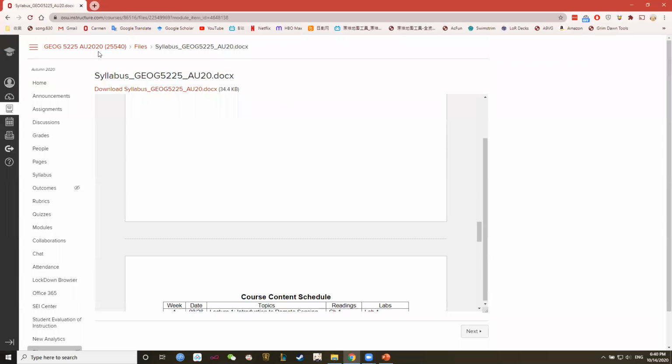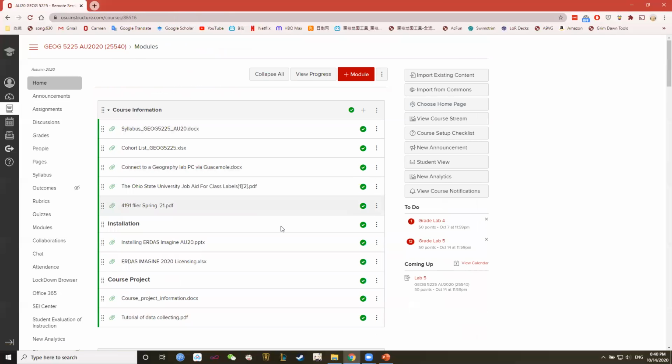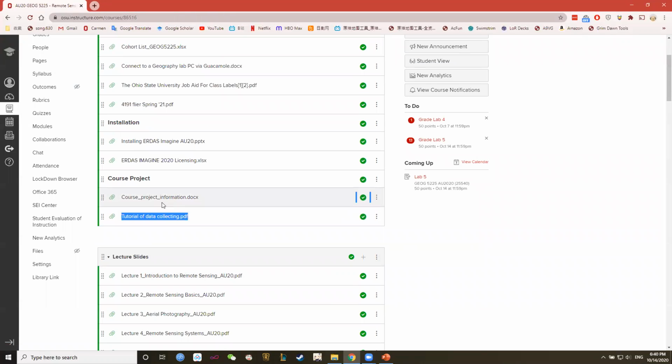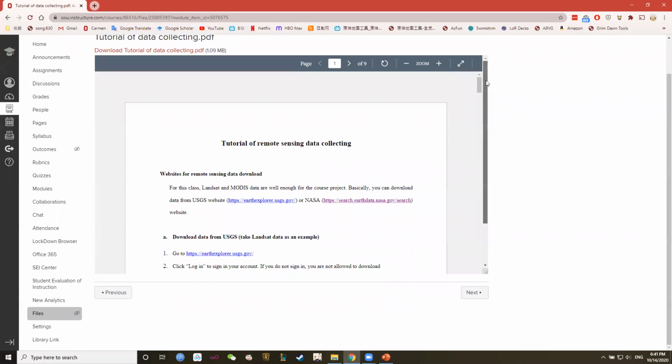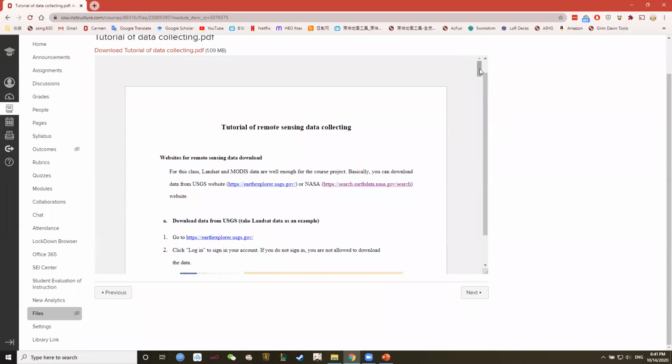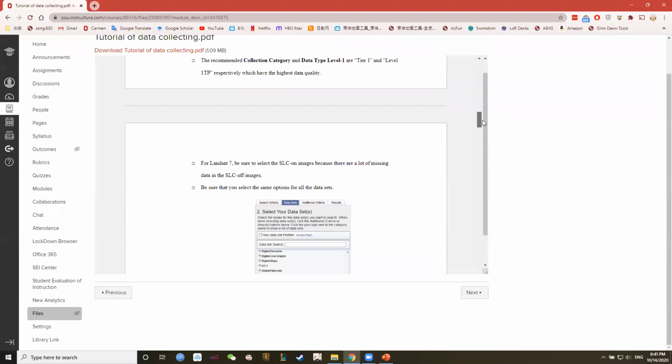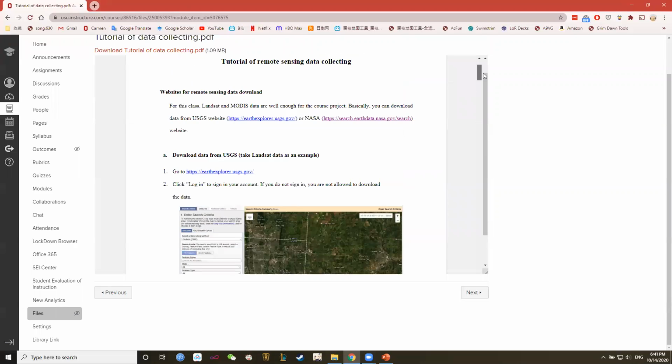Okay, and about this proposal and what you need to do for this project, you can refer to these 2 documents, okay, to get information about what you should put in your proposal and what you should write and what you should do for your final project and project report. And this PDF file here is a file created by your TA to help you collect remote sensing data, of course for free, using the internet. You should go through it.